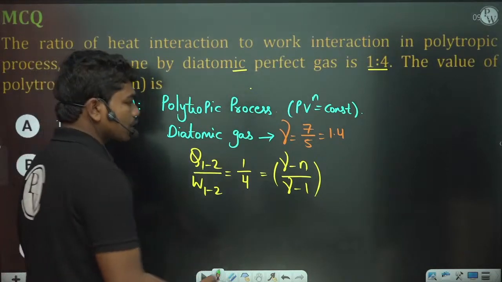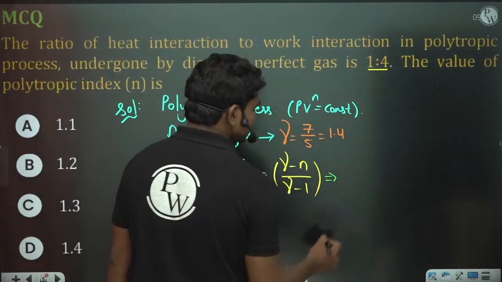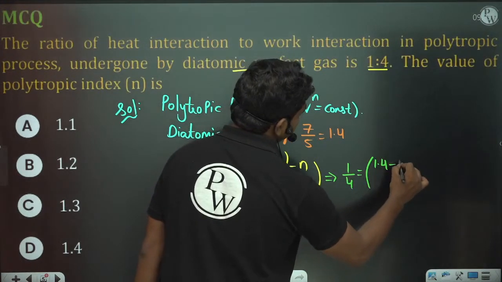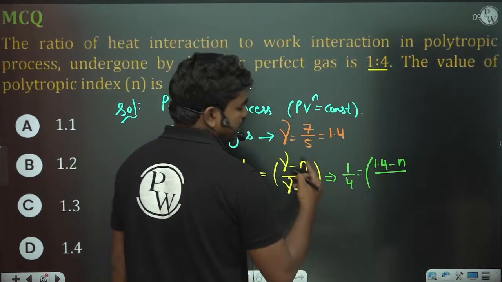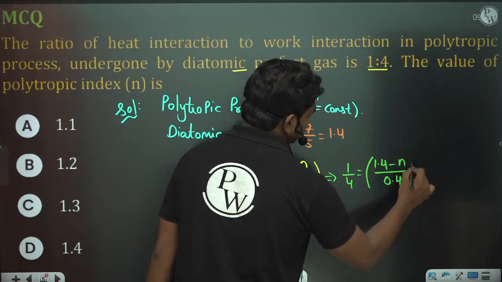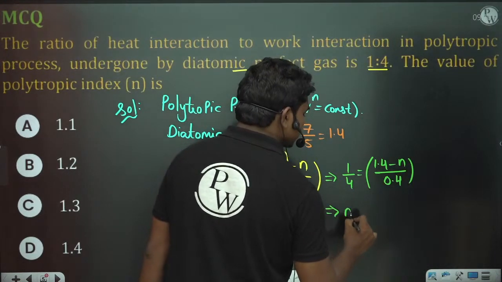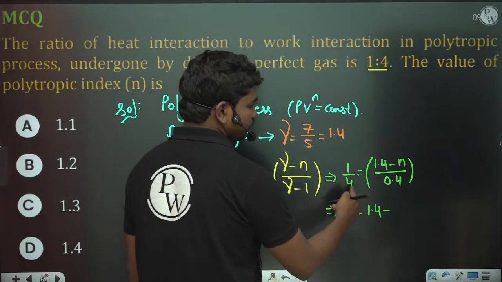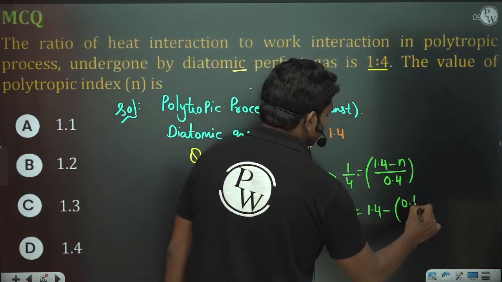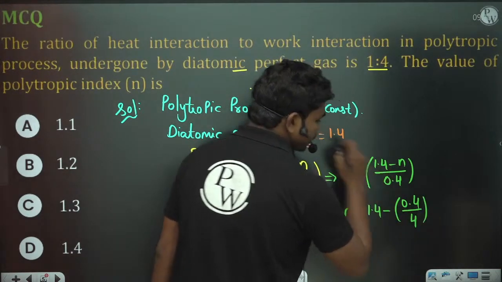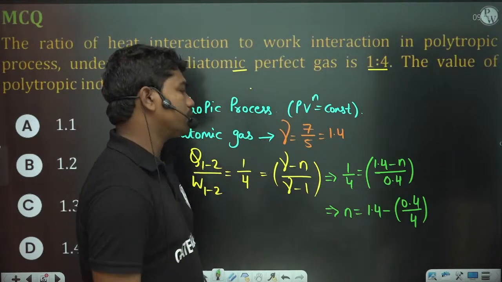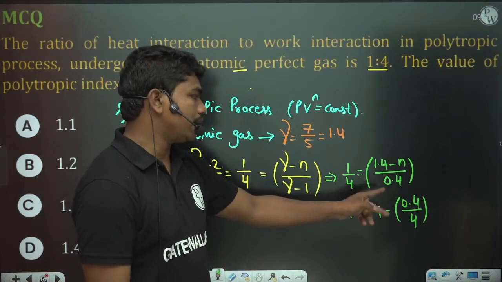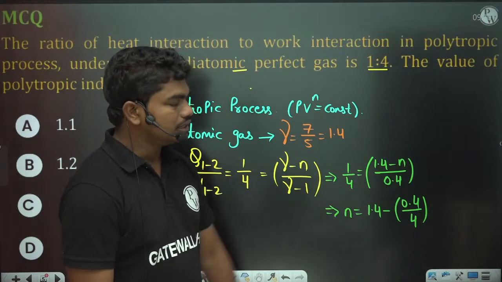Let us calculate this. If you calculate this, it implies 1 by 4 is equal to (1.4 minus n) by (1.4 minus 1), which is 0.4. So what is the value of n in this case? So this is 0.4 by 4. It is a simple equation, one unknown, you can simplify. 0.4 by 1.4 minus n is equal to 1.4 minus n.